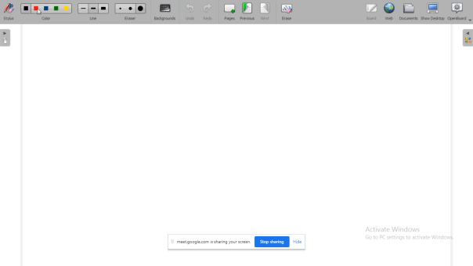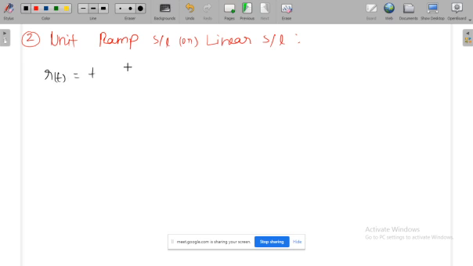Okay, ramp signal, unit ramp signal. Another name for ramp signal is called linear signal. You know from the mathematics, if some signal goes through origin, then that can be classified as a linear signal. Okay, linear equation. Okay, so the ramp signal r of t is equal to t when t is greater than or equal to 0, or 0 when t is less than 0.